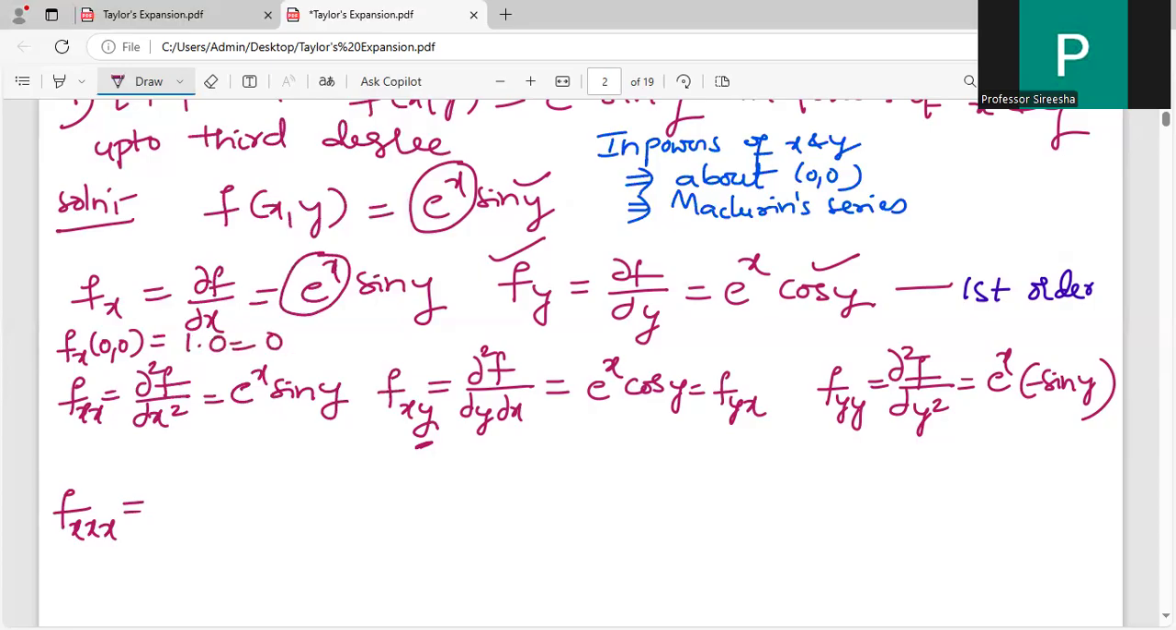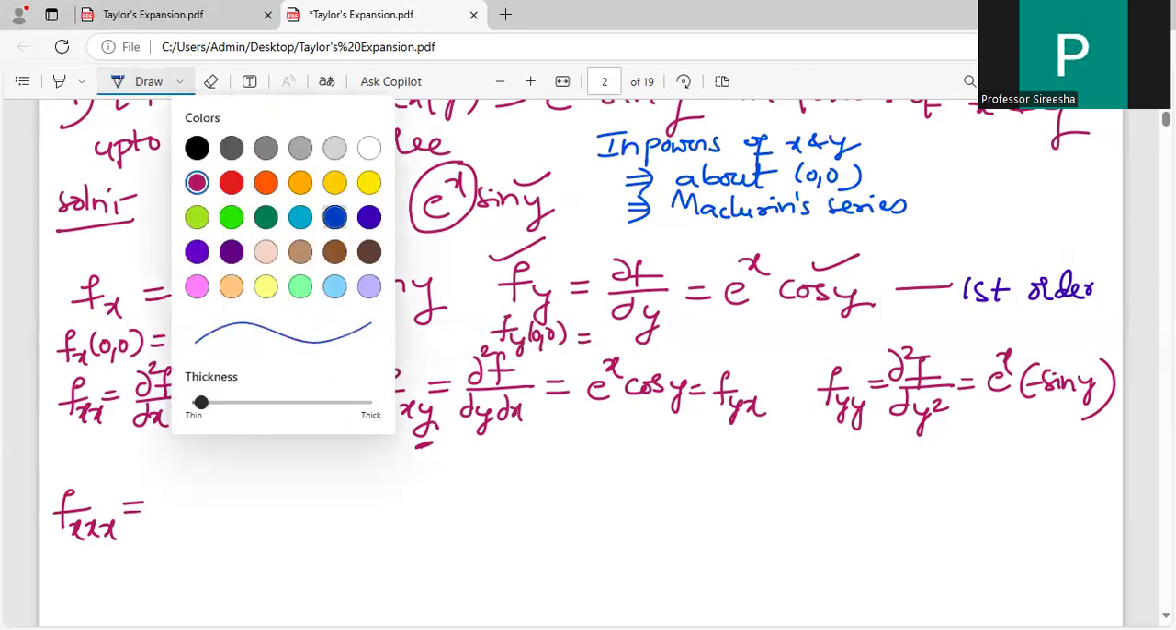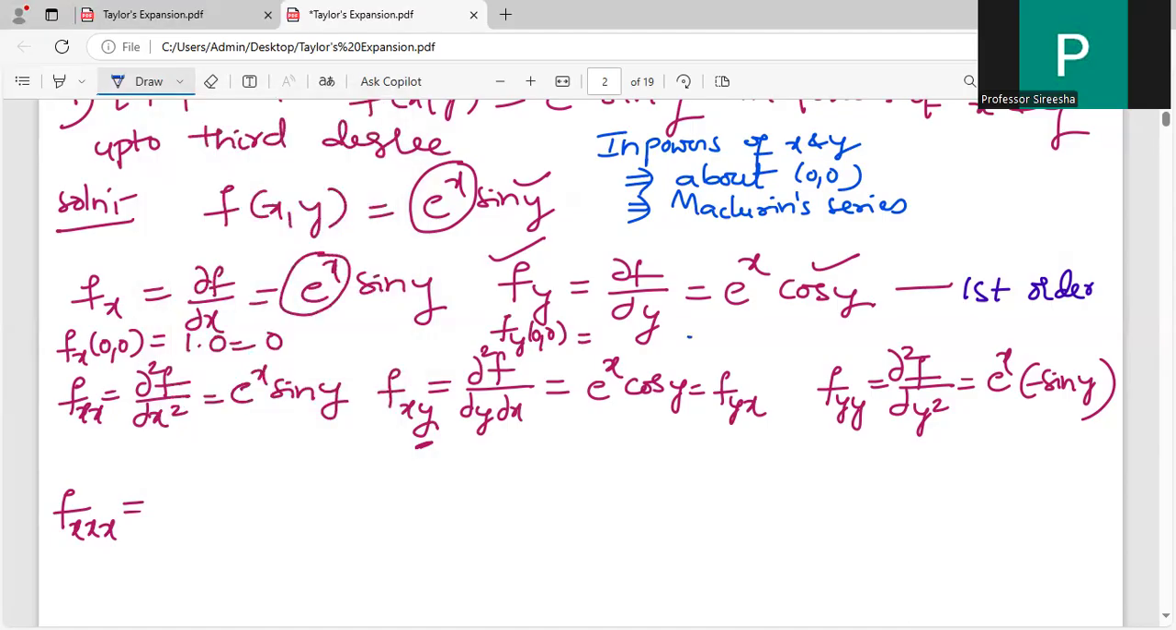You know that, right? Yes. f_y at 0 comma 0 would be, shall I do it with a different color so that you are clear what exactly I am doing? Yes. Coming to this one, e power 0 is 1, cos 0 is also 1. So f_y at 0 comma 0 would be 1.